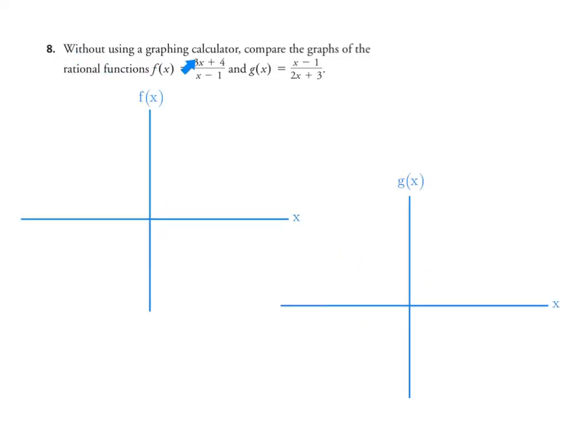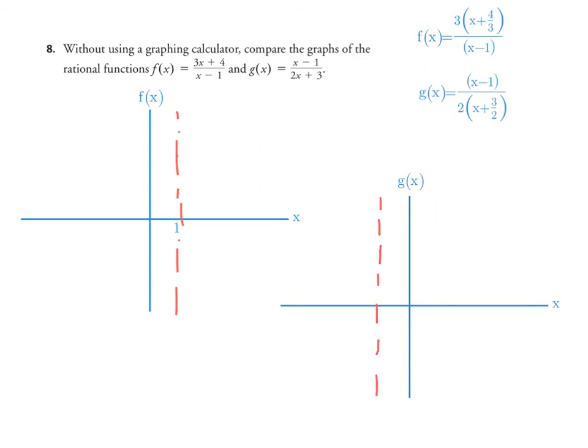All right, without using a graphing calculator, compare the graphs of rational functions f of x and g of x. Honestly, I don't know what they mean by compare them. So I'll just graph them both and we'll talk a little bit about them. Let's start off with the, well, let's factor them both just to make it easier. All right, let's start off with the asymptotes now. So x equals 1 is an asymptote for f of x. And x equals -3/2 is an asymptote for g of x.